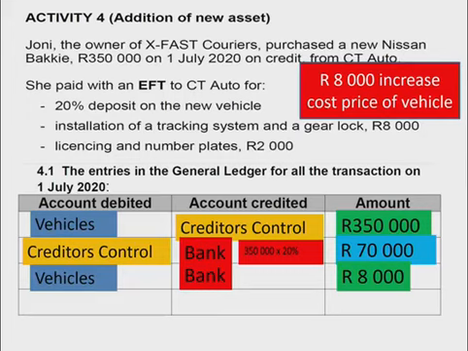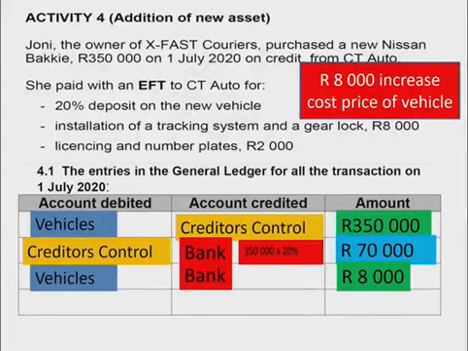It's for the installation of a tracking system or a sound system or an alarm that you have to put into the car, and that will increase the cost price of the item. Otherwise it's going to look like you're buying a vehicle for 8,000 rand. But the cost price of this vehicle was 350,000, and the upgrades, the installation of the alarm or the tracking system, that's an extra 8,000, and that will increase the cost price with the extra 8,000 rand.